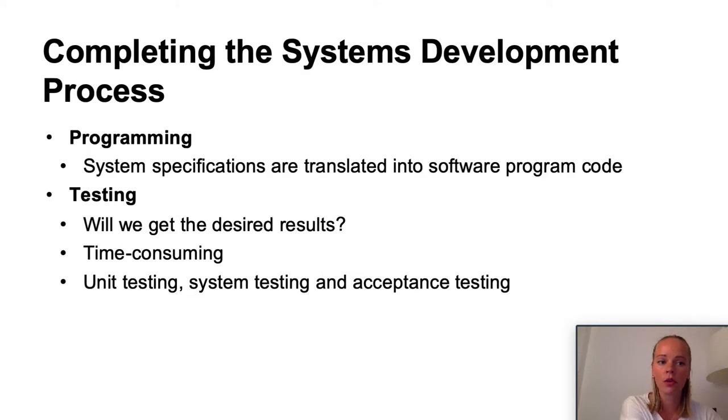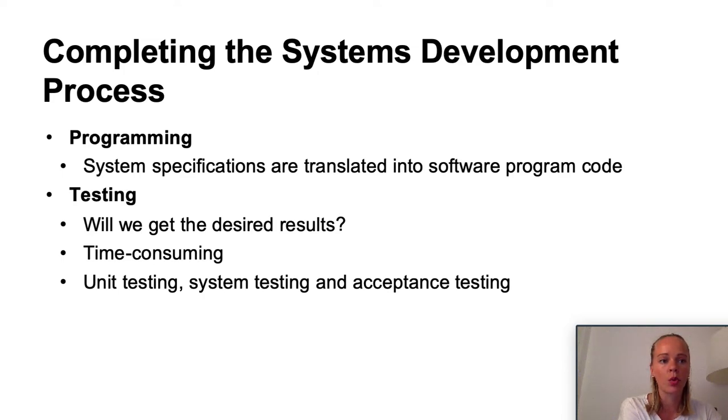There are still four remaining steps in the systems development process. They are programming, testing, conversion, and production and maintenance. Programming is the stage when the prepared system specifications are translated into software program code. Nowadays, it is very common that companies purchase software from external sources rather than programming the software themselves.